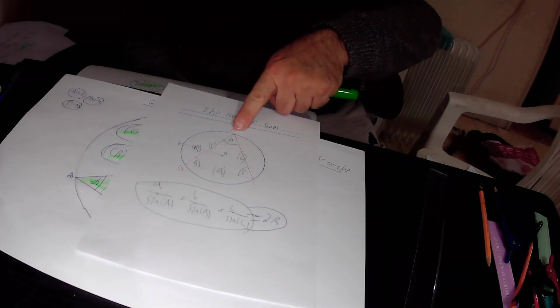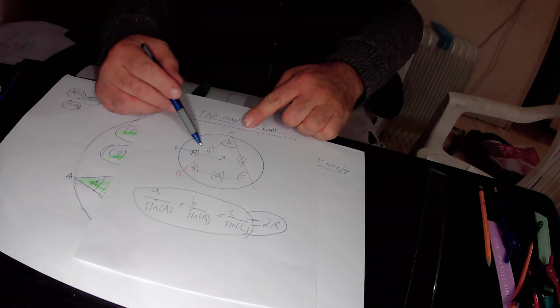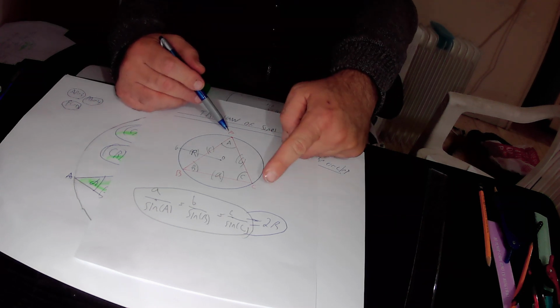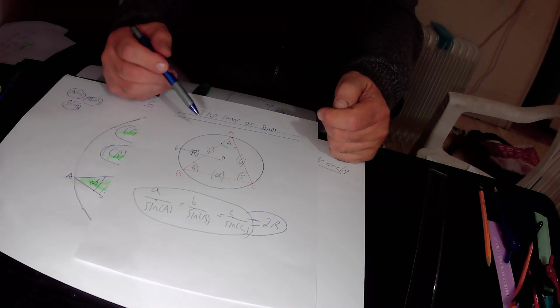This is triangle ABC that could be any triangle. The length of side AB equals c units, side AC equals b units in length, and side BC equals a units in length.